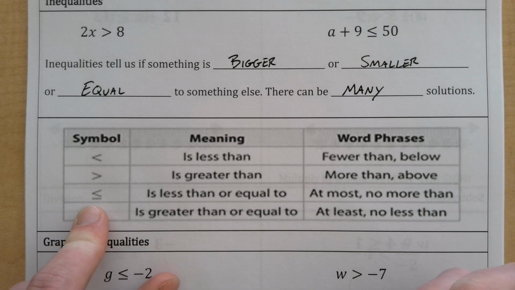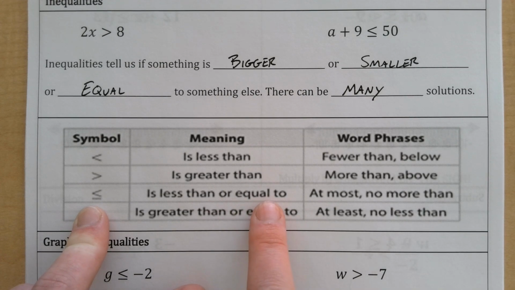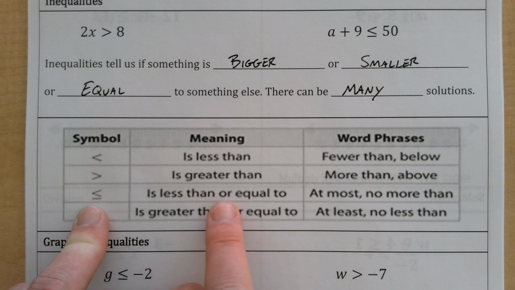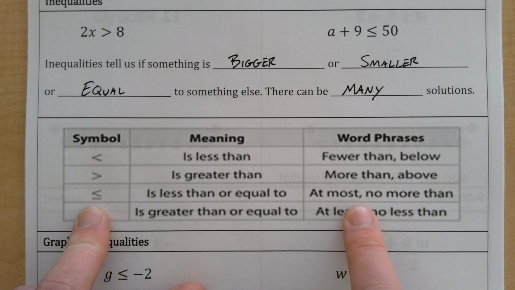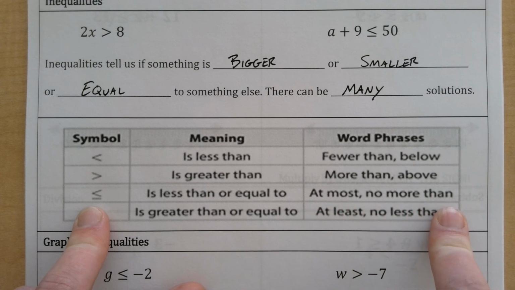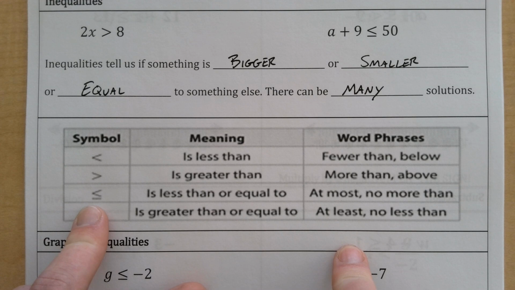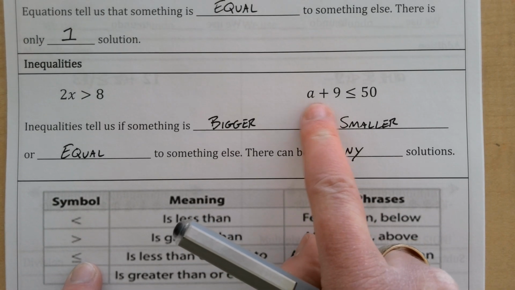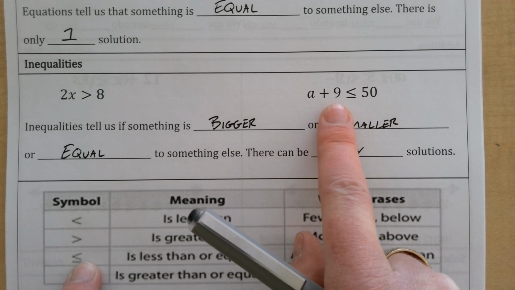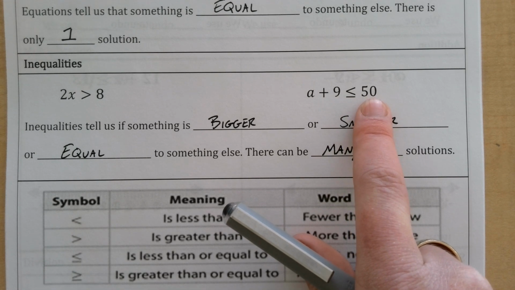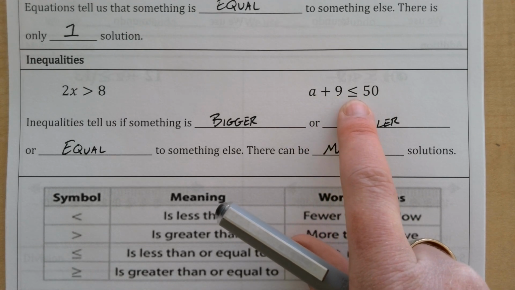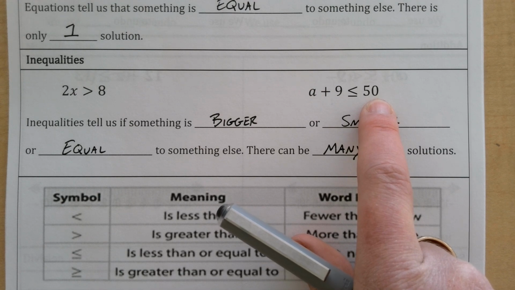Next, we have what looks like the is less than symbol, but there's a line underneath because we're adding or equal to. So this means is less than or equal to, which is why we have half of an equal sign at the bottom. You might see at most or no more than. So something could be less than or equal to a, like we saw up here. This statement, something plus 9, must be less than, or it could be equal to 50. So this could be 41 plus 9 is less than or equal to 50, and that would be true.